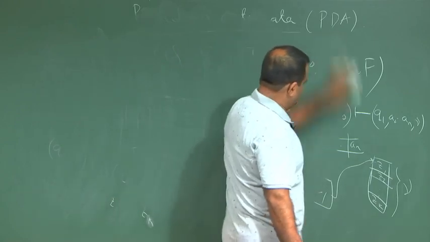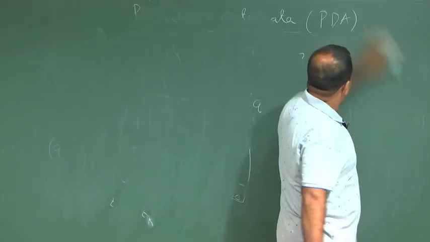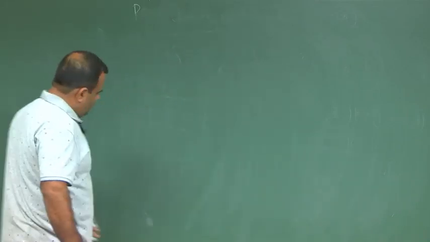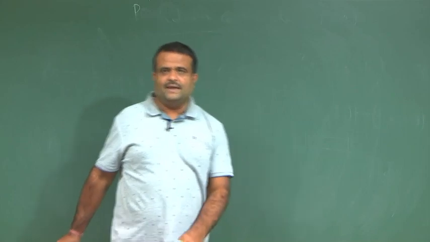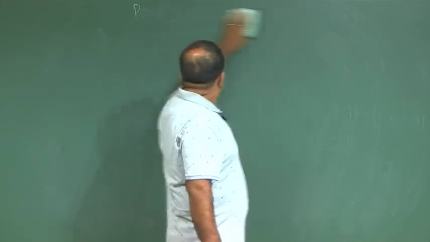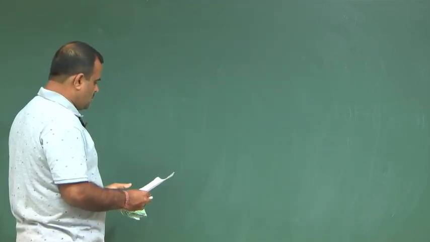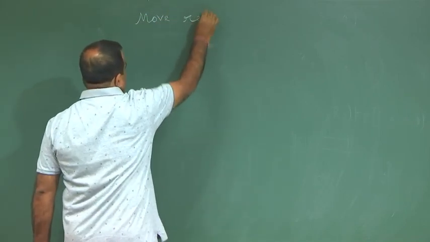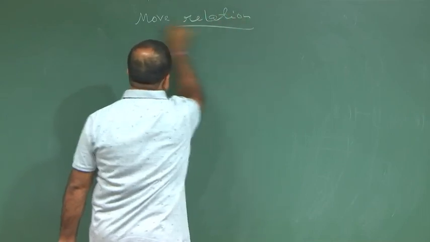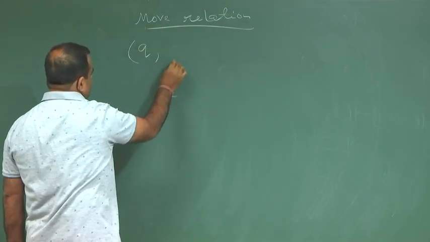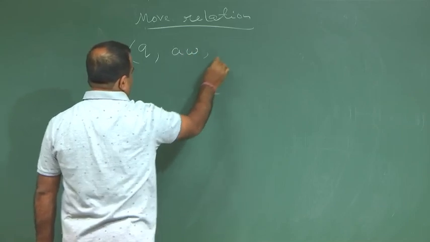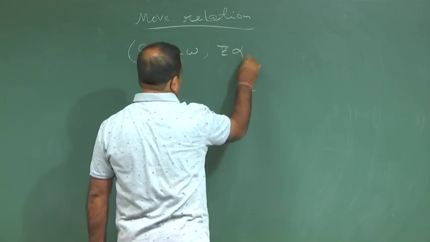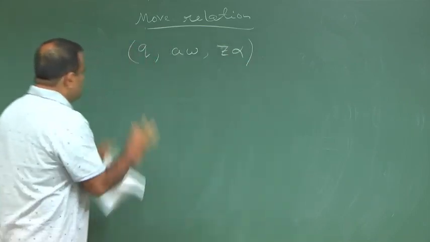So, using this move relation we can define the language accepted by the automata, and then today we will show their equivalency and we will define the deterministic pushdown automata. So, just to define formally the move relation, suppose this is our ID q, a w and say some Z alpha. So, that means that this is the current situation.